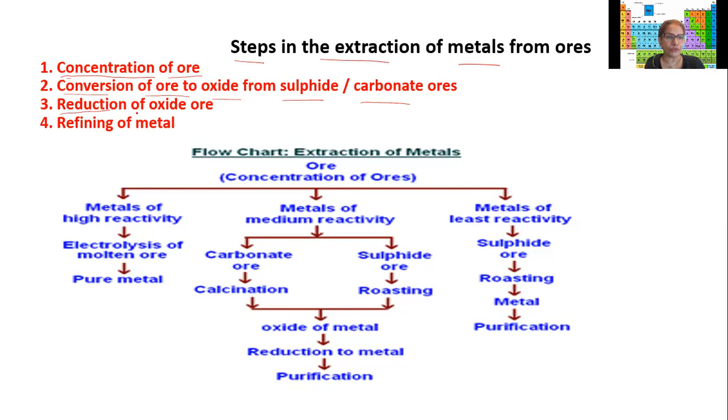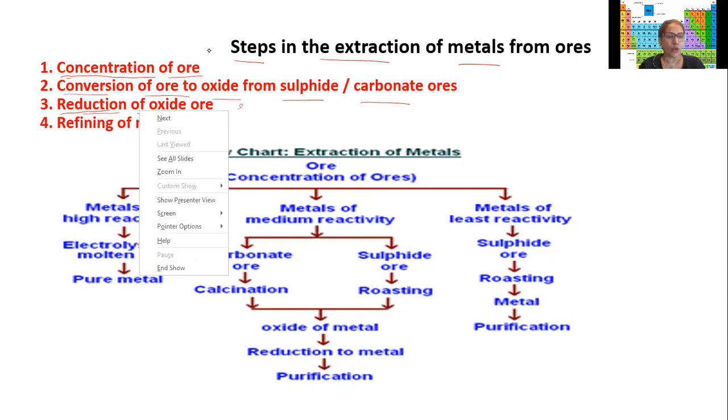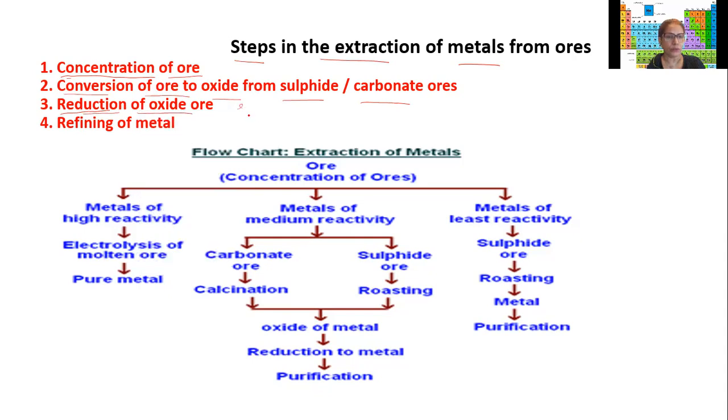Then reduction of the oxide ore. Once the sulfide ore is converted into oxide ore, then we are talking about getting the metal from that oxide ore. So that process is known as reduction. So reduction is what you've done about oxidation, reduction, redox reactions. Reduction is removal of oxygen. Okay, when oxygen is removed, removal of oxygen. So it is called reduction of the ore.